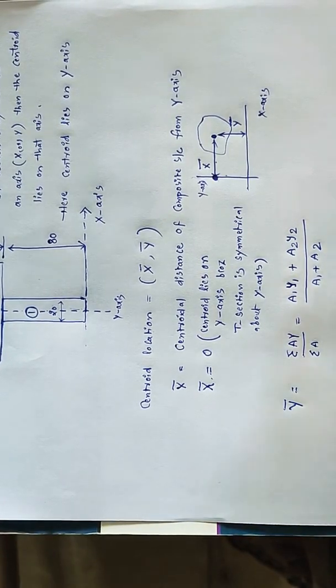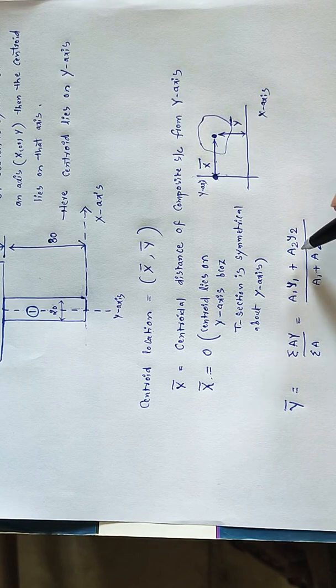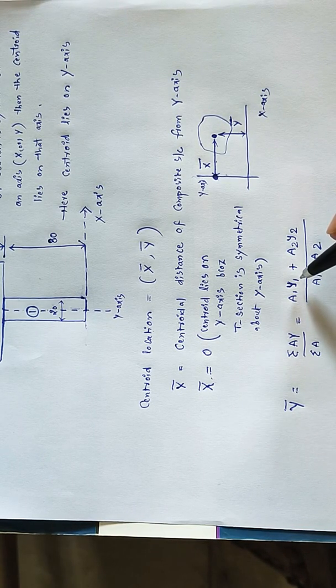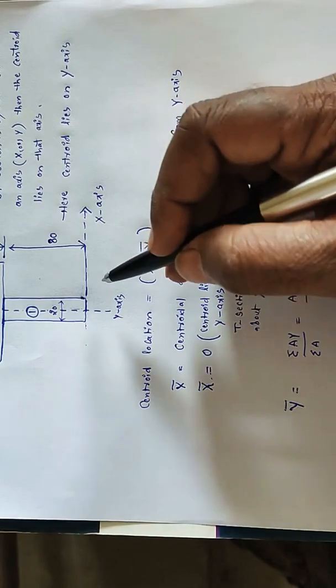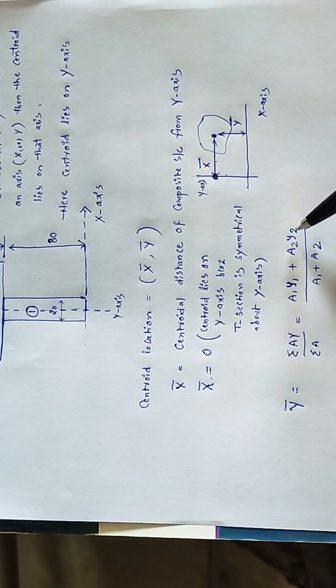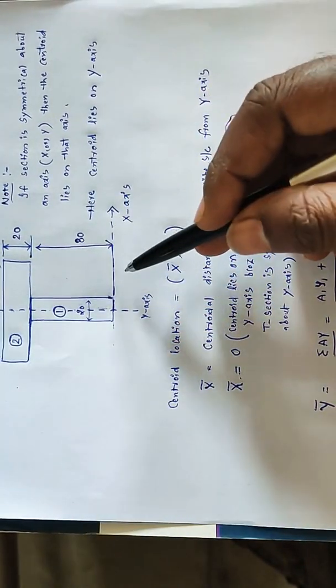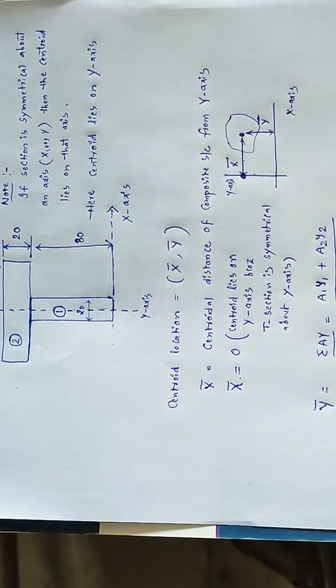So here a1 is the area of the first rectangular element, a2 is the area of the second rectangular element, y1 is the centroidal distance of the first rectangle from the x-axis, and y2 is the centroidal distance of the second rectangle with respect to the x-axis.